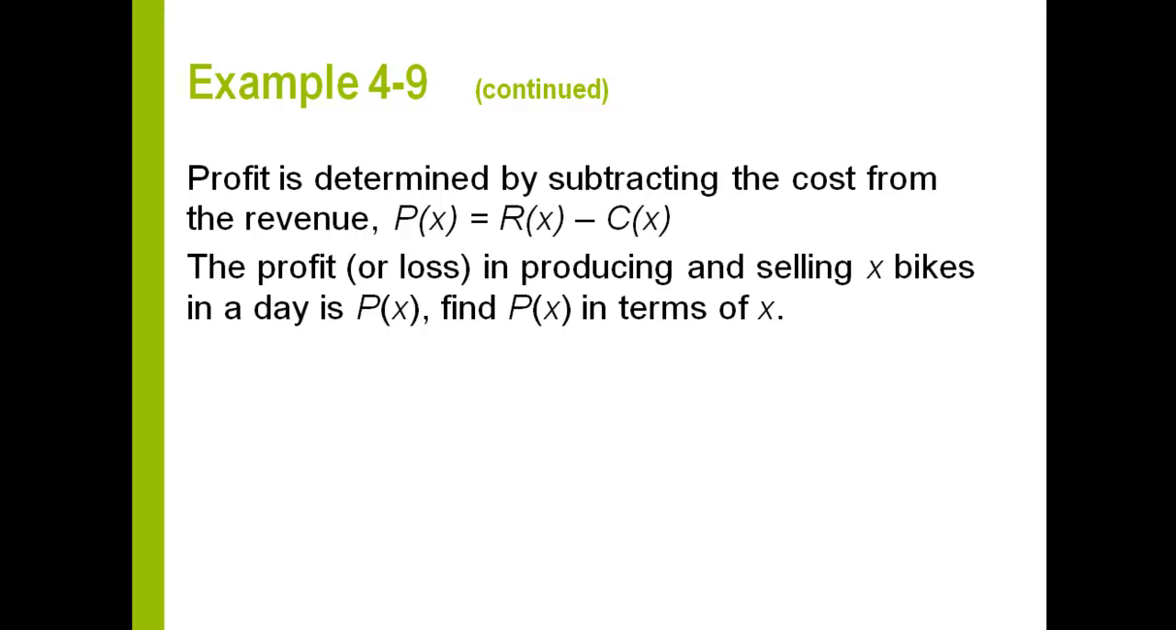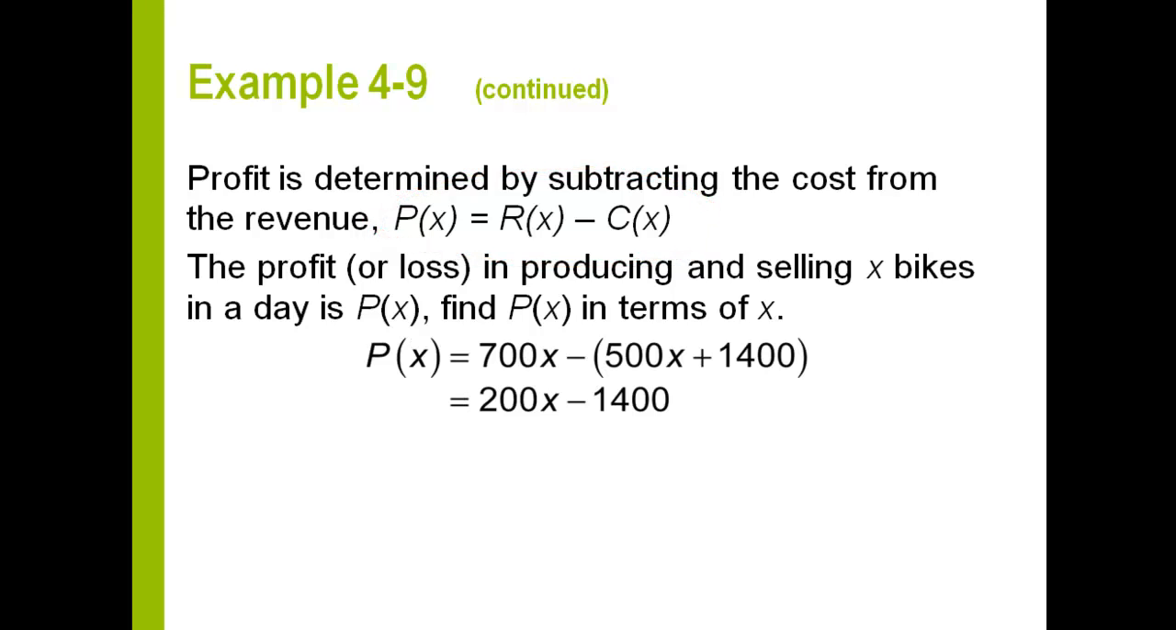Now, profit is determined by subtracting the cost from the revenue. So here we have the profit is equal to the revenue minus the cost. So say we want to determine the profit of our bicycle business. We would have the revenue 700x minus the cost, so minus the quantity 500x plus 1400. So we would end up with a profit equation of 200x minus 1400.